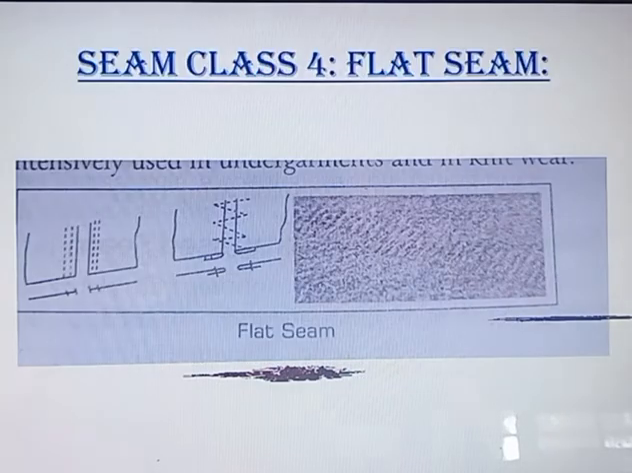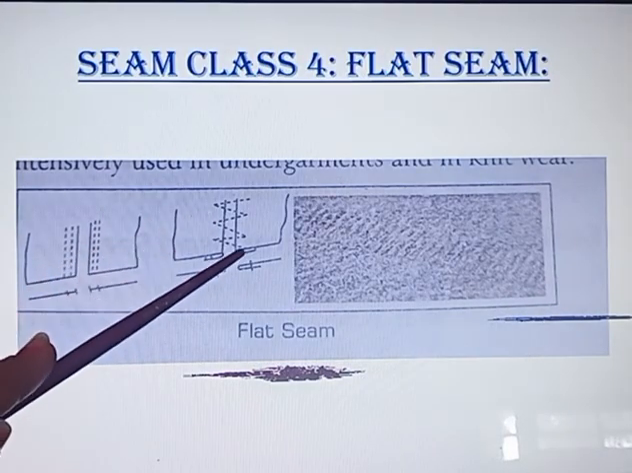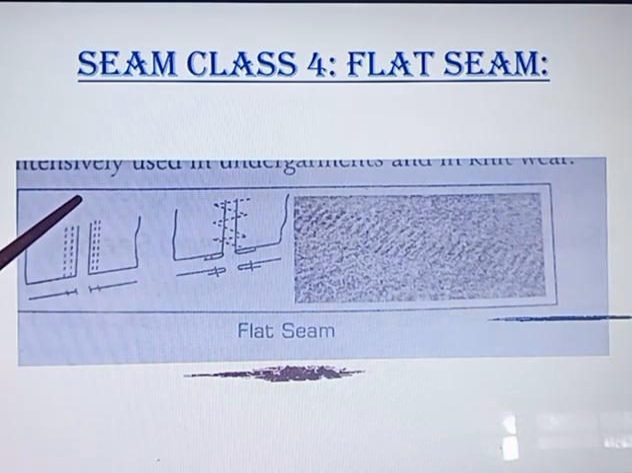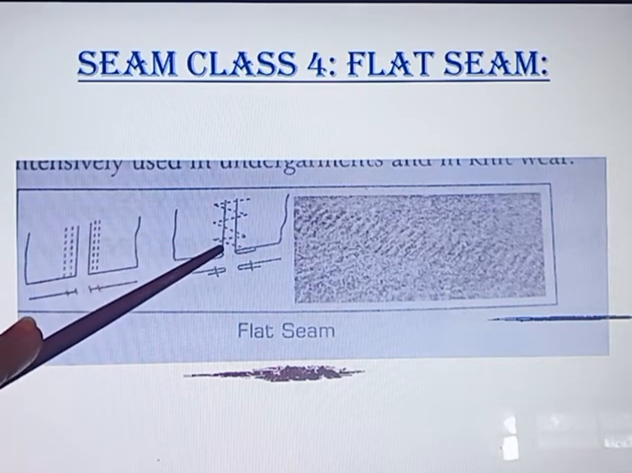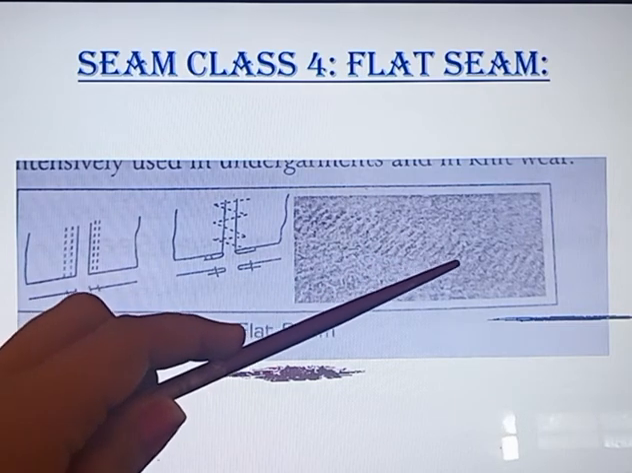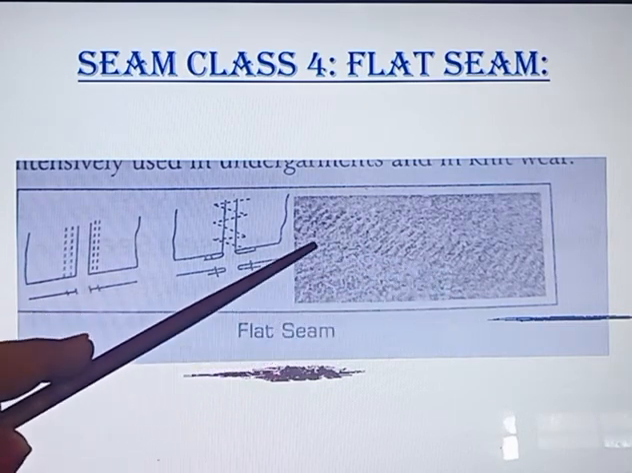So we can see the diagram here. Here we can see the two raw edges are attached with the zigzag stitch, or here we can see we have seams at the edges, and these can be attached with a zigzag. Here the picture is not clear, but you can see somewhat of a zigzag here. So this is the flat seam.